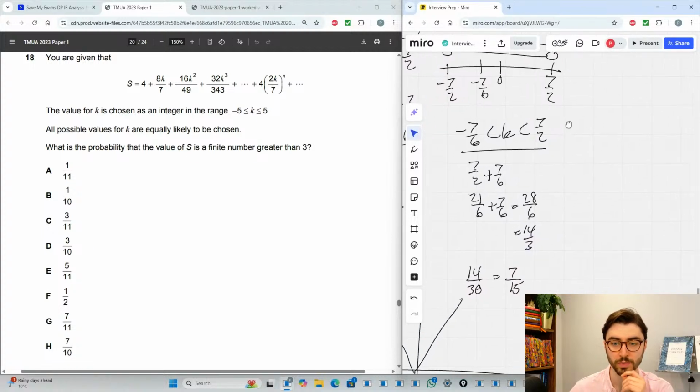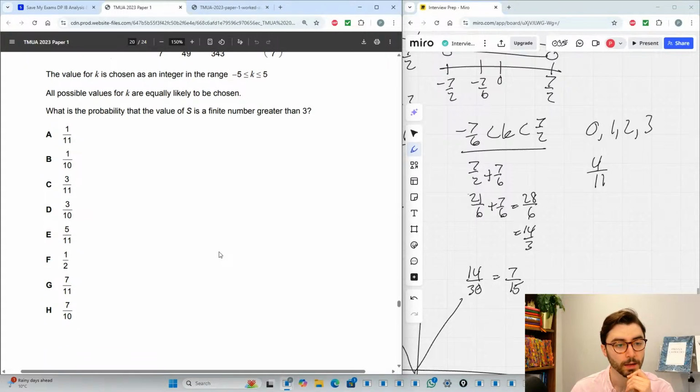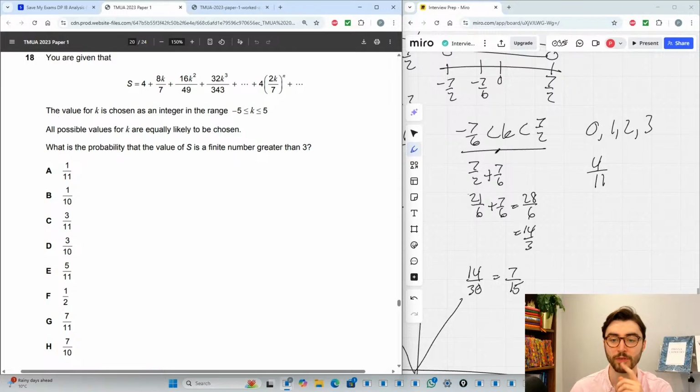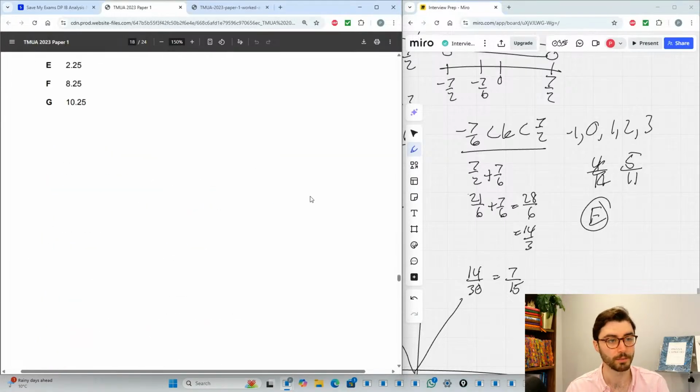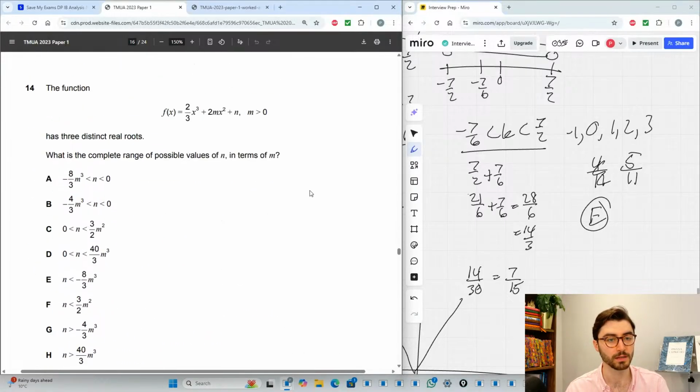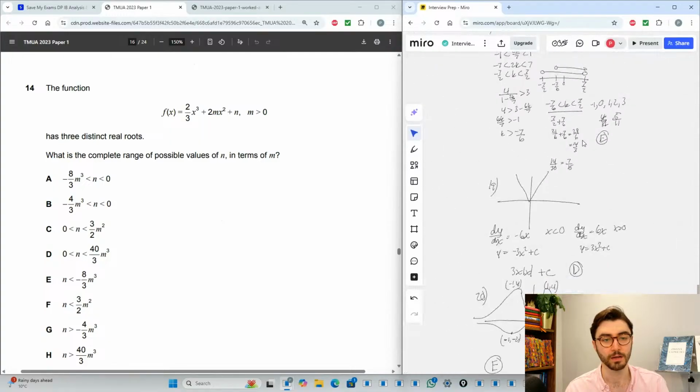So if that's my true restriction, then I can pick 0, 1, 2, 3. So I can pick 4 numbers out of the 11 possible. Oh, I forgot minus 1. So it's 5 out of 11. Yes. Okay, so it's E. So that's 18 done. Now the only thing left to do is 14, and I've given myself 11 minutes in which to do it, which is good because I knew it would take that long.